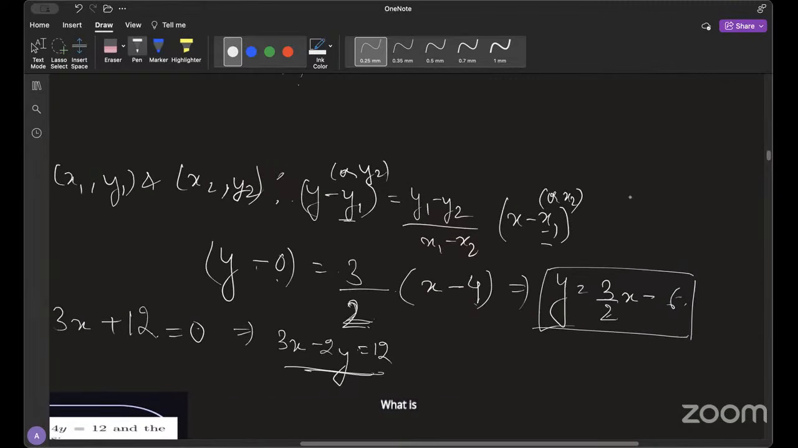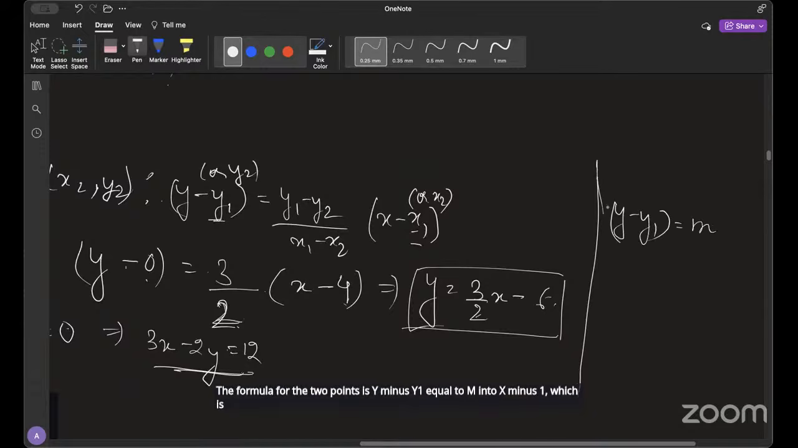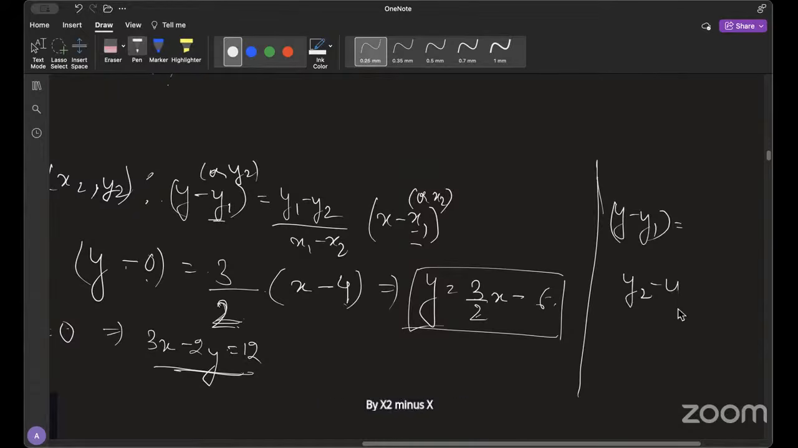What is your doubt? The formula for two points is y minus y1 equals m into x minus x1, where m is equal to (y2 minus y1) by (x2 minus x1). If you take y2 minus y1 by x2 minus x1, it's the same thing as (y1 minus y2) by (x1 minus x2). You take minus common from here and minus common from here, right? These are the same things.